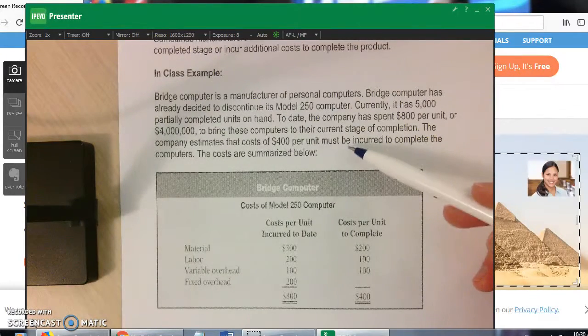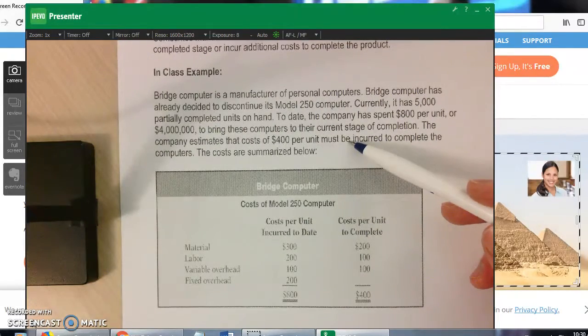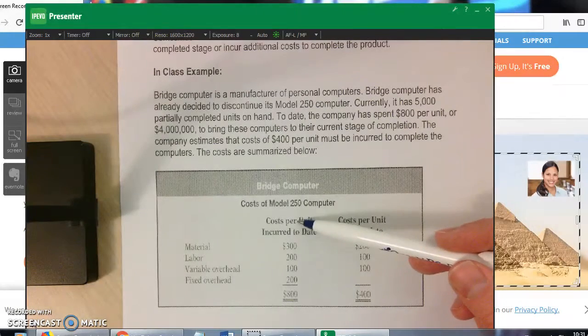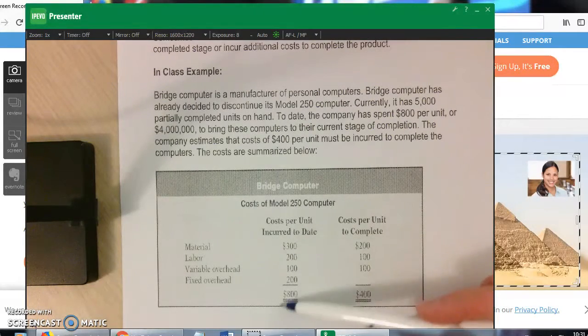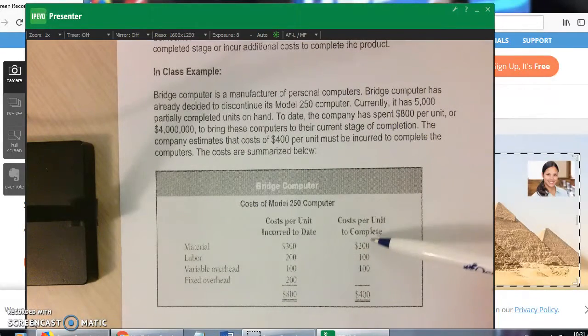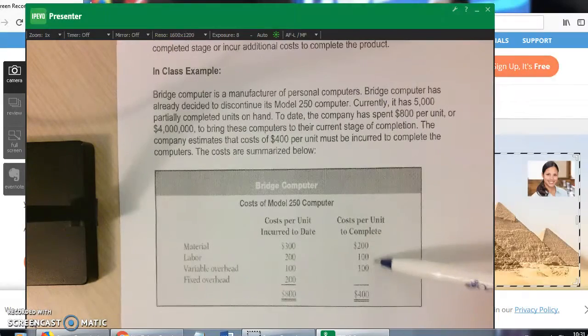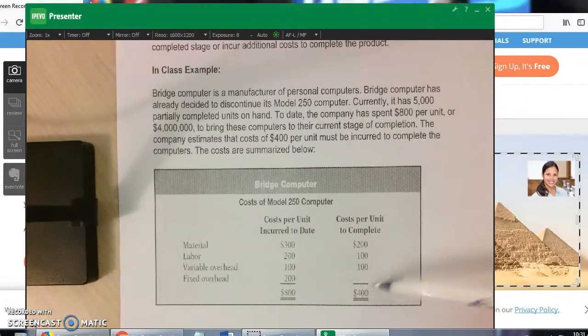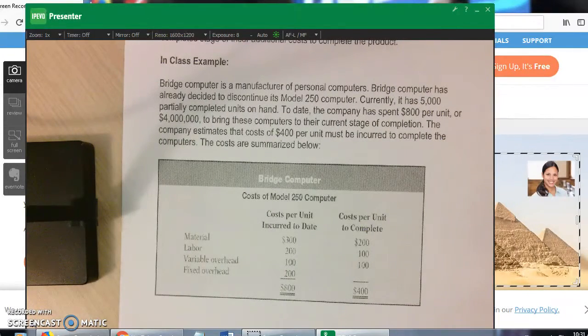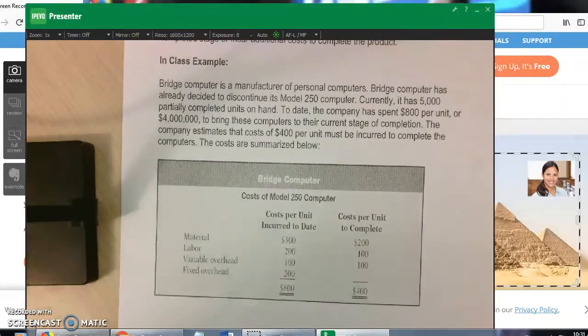The company estimates that a cost of $400 per unit must be incurred to go ahead and finish making the computers. Here are our costs summarized. So we have the $800 to date. You can see the material, labor, and fixed and variable overhead. And here are the costs per unit to go ahead and complete them. So it's $400 right over there. And we're looking at the incremental cost, so that's why the fixed overhead is not even there, because it would be incurred regardless of whether or not we make the products.